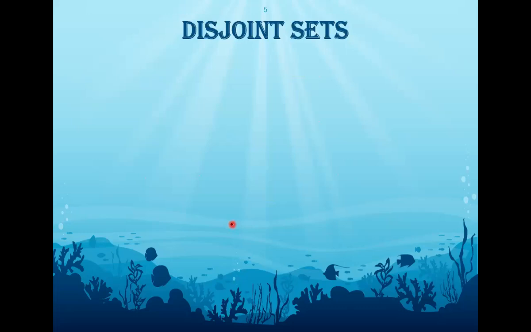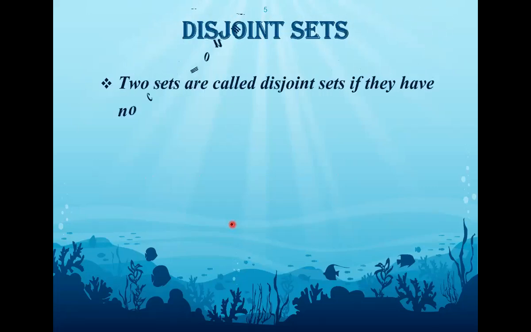Next is disjoint sets. Now what are disjoint sets? Look here. I'm repeating again, disjoint. Two sets are called disjoint sets if they have no common members. Disjoint means different. This is the opposite of equal sets.